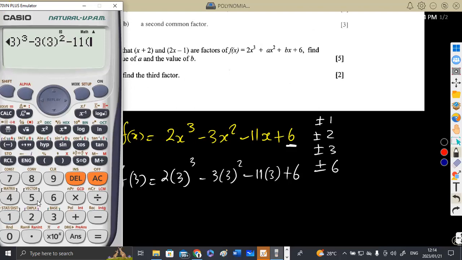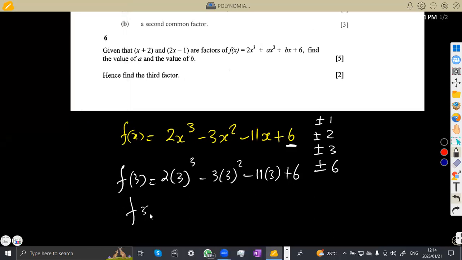Minus 11 into 3 plus 6, like this, that's a 0. So as you can see, f of 3 gives us a 0. So if f of 3 is equal to 0, therefore x minus 3 is a factor. Take note, guys, what I said about a factor. X minus 3 becomes a factor.